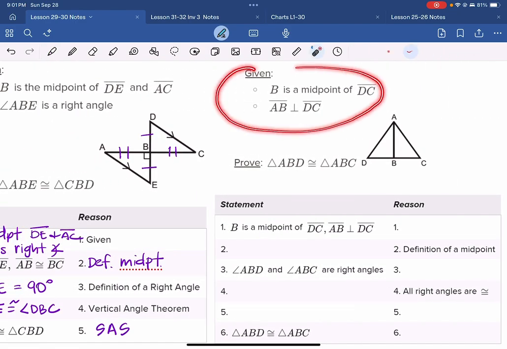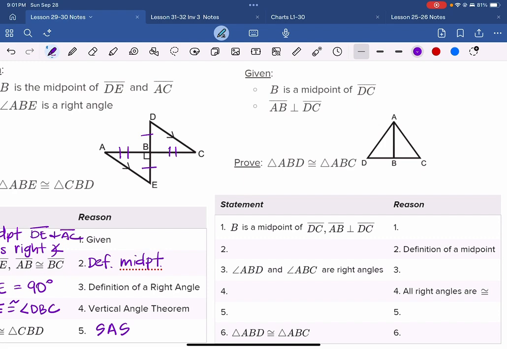We're given that B is the midpoint of DC. Remember, midpoint tells us that those 2 sides that split it are congruent because B is smack dab in the middle of these 2 lines together. So I went ahead and drew in my diagram the tick marks right here to show that they are congruent. And then we're also told that segment AB is perpendicular to DC.